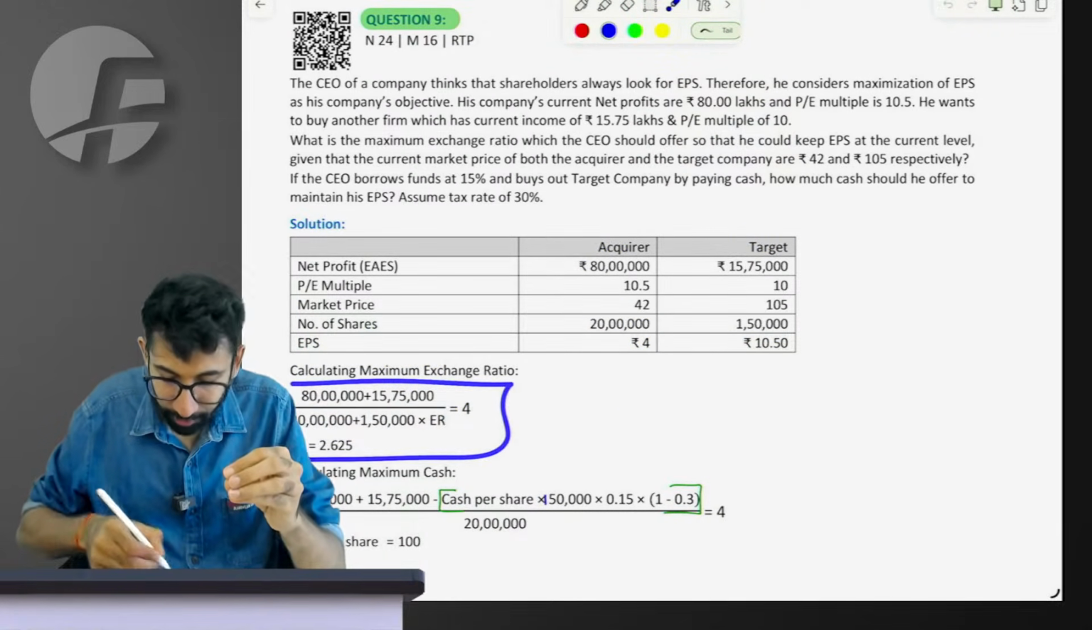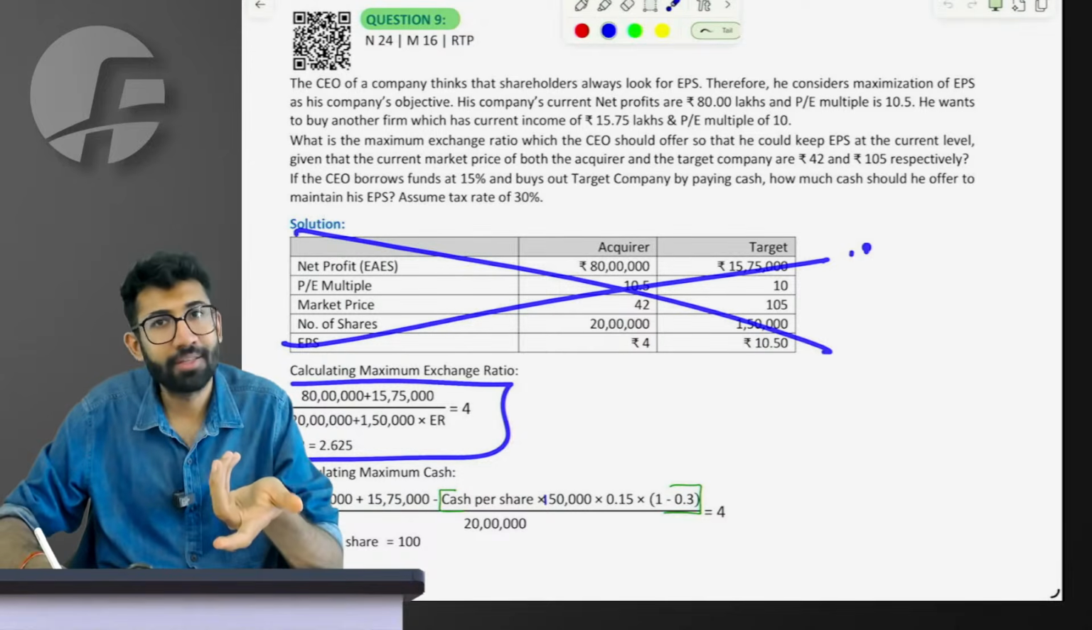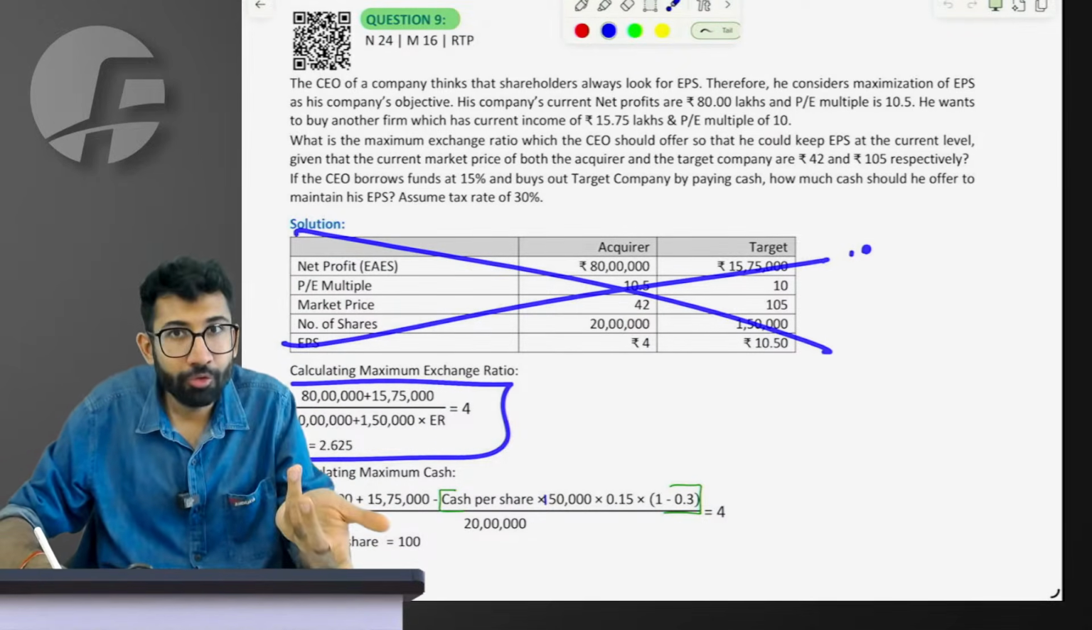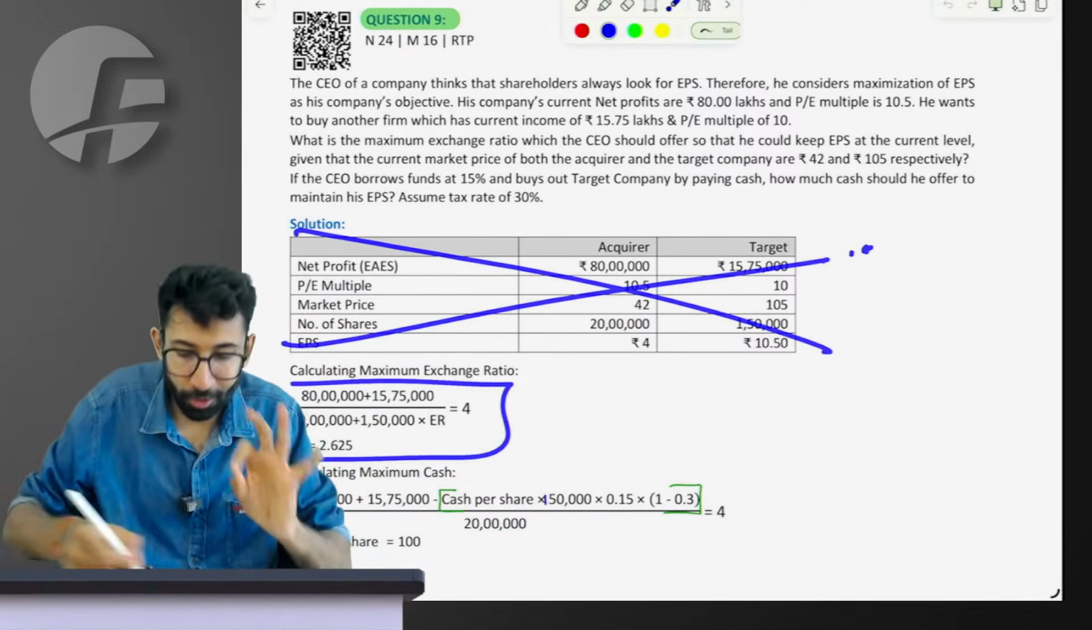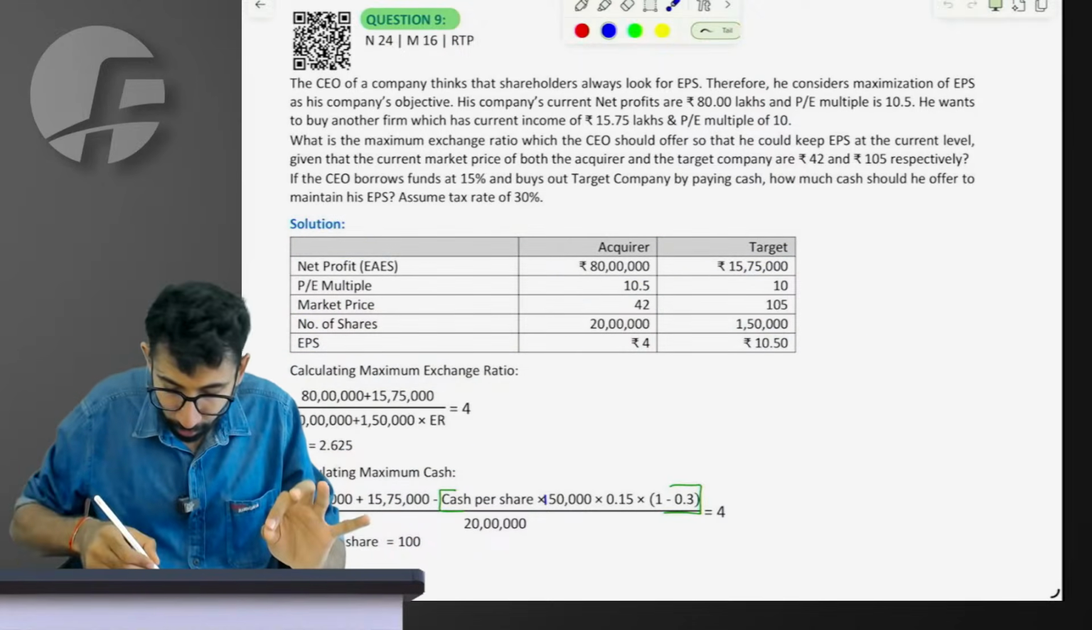Creation of the equation is the comfort. See, this table I'm not going to explain. This is a basic thing, right? MPS divided by P/E will give you EPS. PAT divided by EPS will give you number of shares. All that thing we don't do. What I want to teach you is the main thing.